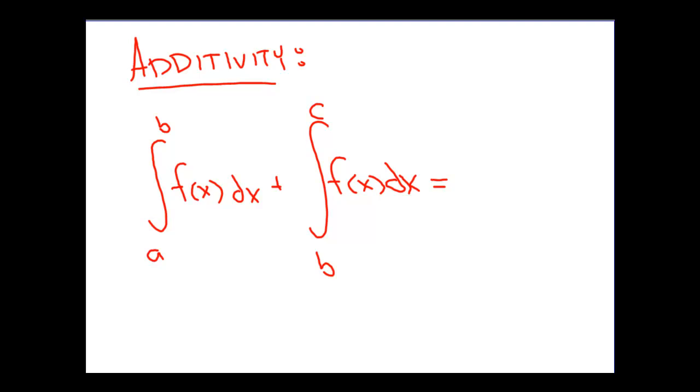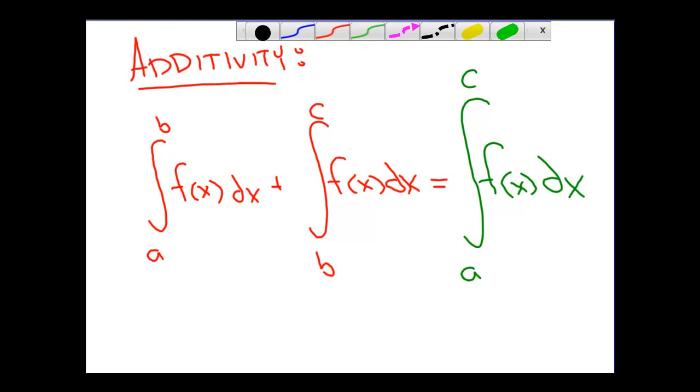The first integral says what is the area under the curve f of x from x equals a to x equals b. And the second one says what is the area under the curve f of x from b to c. So in reality what we're doing here is we're taking all of the area under the curve from a to c and we are adding those together. We're finding that total area. So this can be rewritten as the integral from a to c of f of x dx.